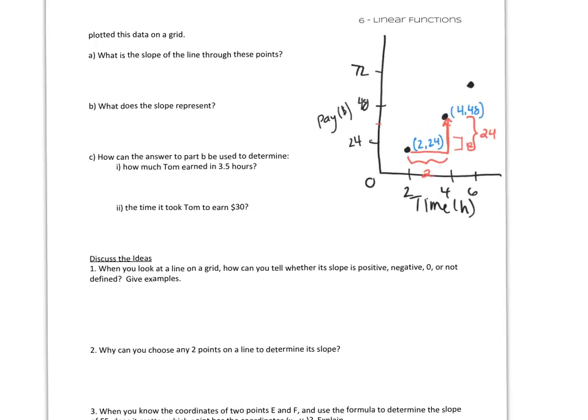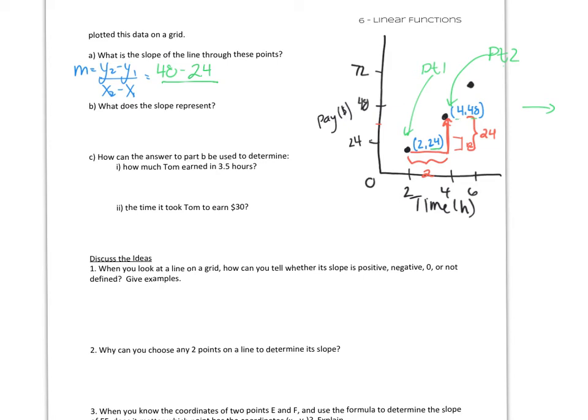So what is the slope of the line through these points? Well, m is equal to y2 minus y1 over x2 minus x1. So I'm going to say that this is point 2 and this is point 1. On our graphs, typically we'll label them left to right as well, but it does not matter. Just stay consistent. The y value for point 2 is 48. The y value for point 1 is 24.